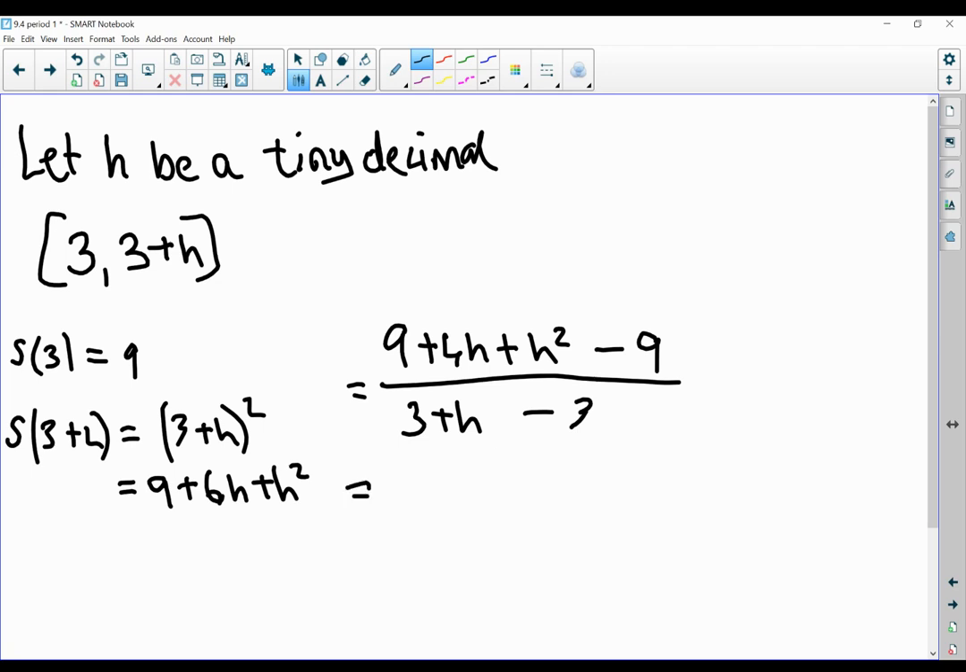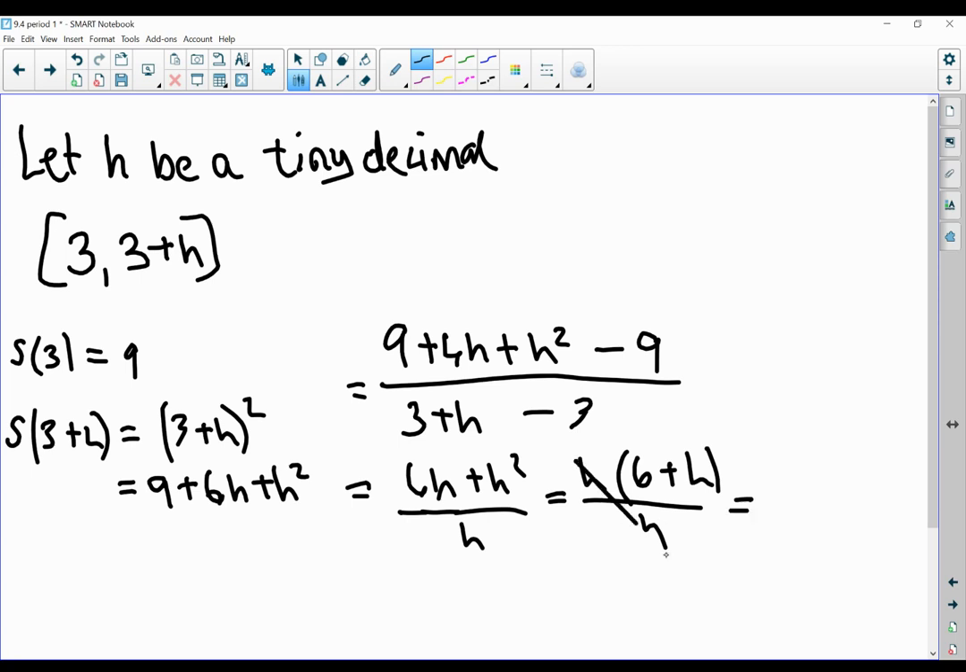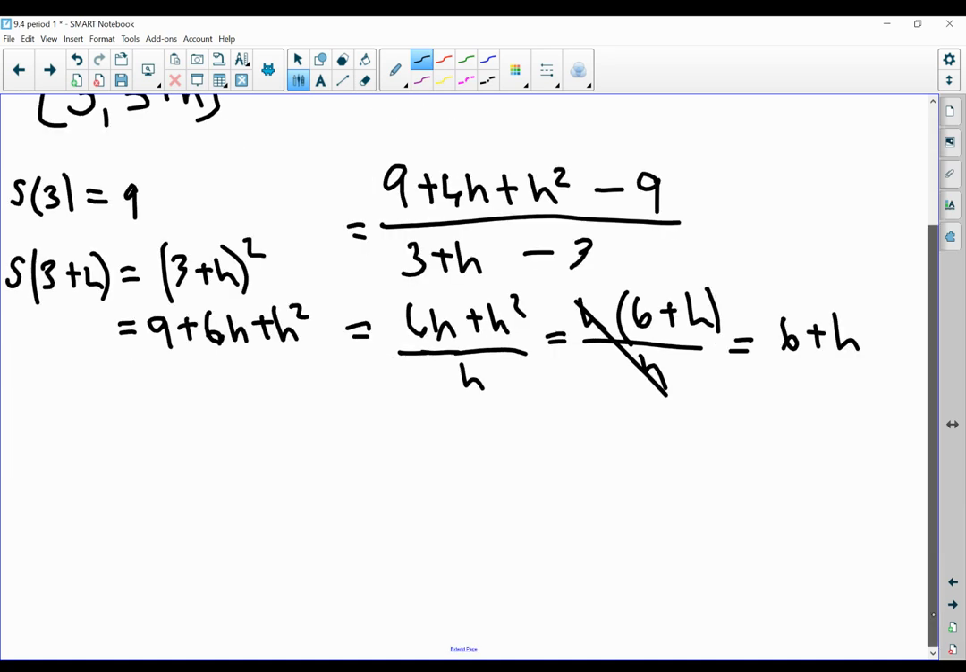Okay, so if I want to simplify this expression, I would end up with 6h plus h squared over h, because the 3's would cancel. I could factor out an h. Those h's would then cancel, and I end up with an expression 6 plus h. So I can say the way we defined it is that the speed between 3 and 3 plus h is 6 plus h.